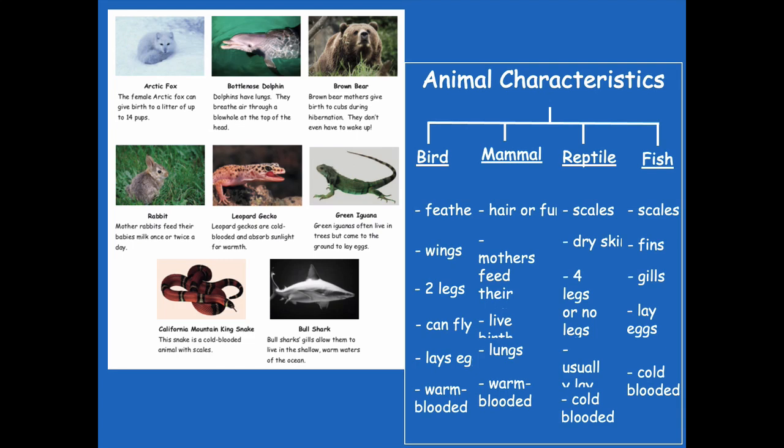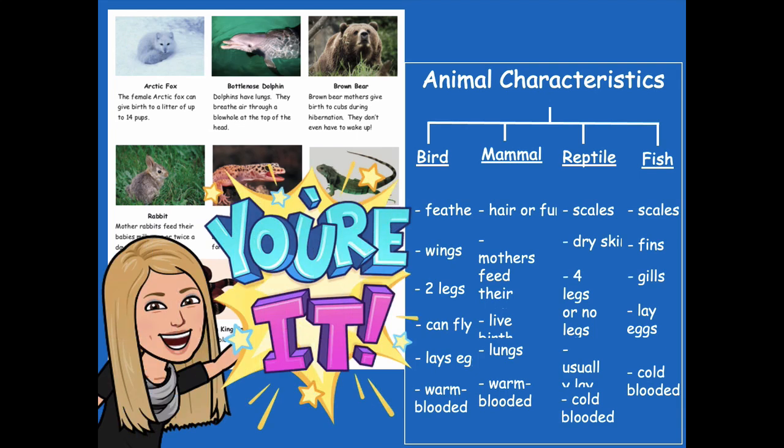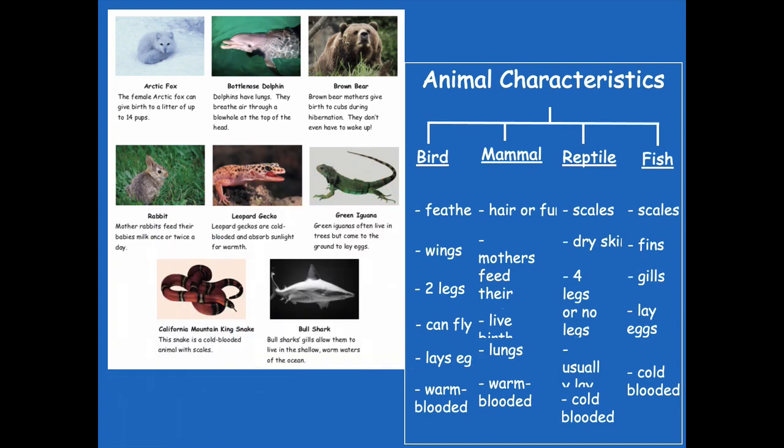Okay, so you have the Arctic fox, the bottlenose dolphin, the brown bear, the rabbit, the leopard gecko, the green iguana, another snake, California mountain king snake, and the bull shark. Okay, so go ahead and pause the video, categorize your animals in your tally chart, and click play when you're ready to go over it together. All right, friends, pause if you need more time.